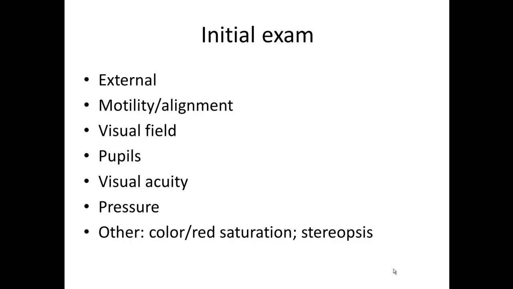All right, so the main initial exam that you can do without any fancy equipment involves taking a look at the external areas of the eye, examining the motility and alignment of the eyes, checking for visual field deficits, just real simple stuff, checking the pupils, checking the visual acuity, checking the pressure, and then you might be able to do some color testing or stereo testing if you had the right equipment. And I'll go into that a little bit later.